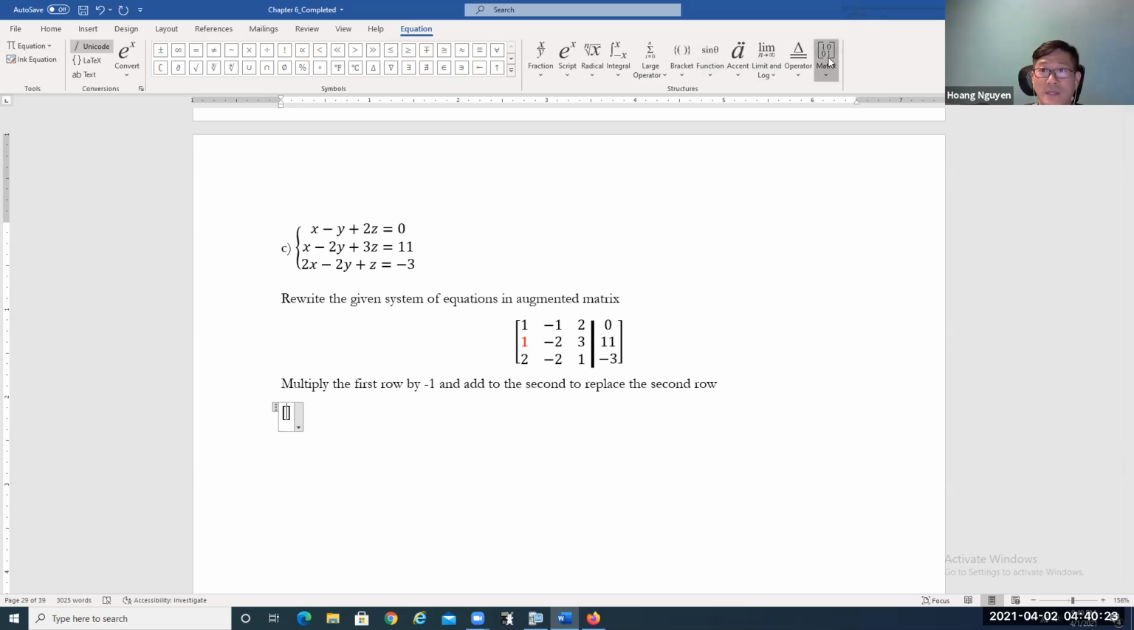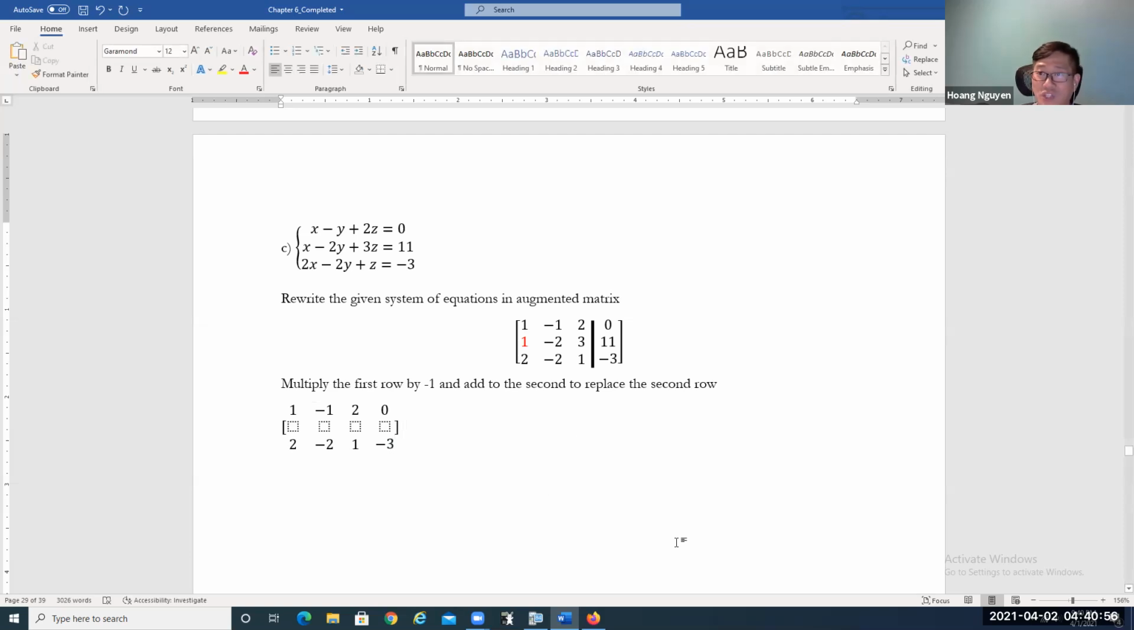Okay, so let's get the matrix first. Because I'm going to replace the second row, the first and third rows I will just copy. So I copy the first row: 1, -1, 2, and 0. And the third row, I will copy also: 2, -2, 1, -3. The only thing I'm going to modify is the second row.